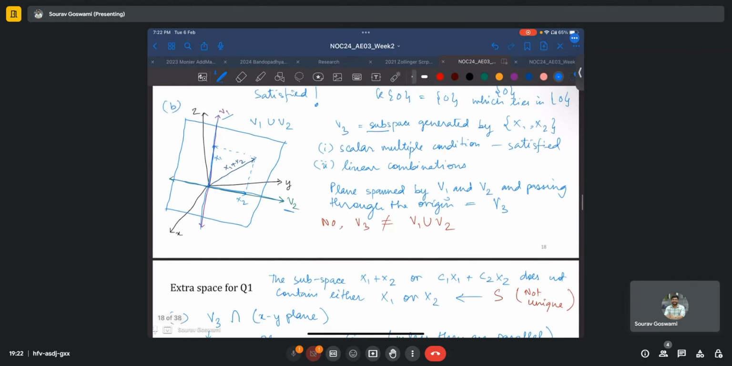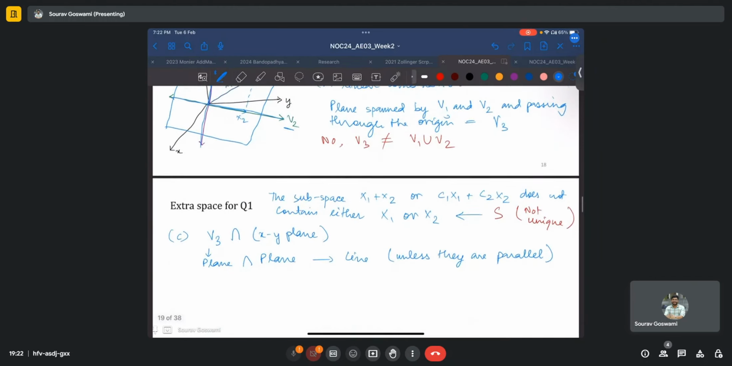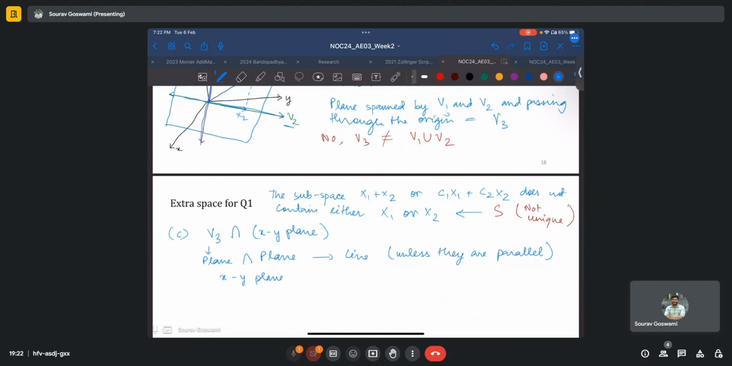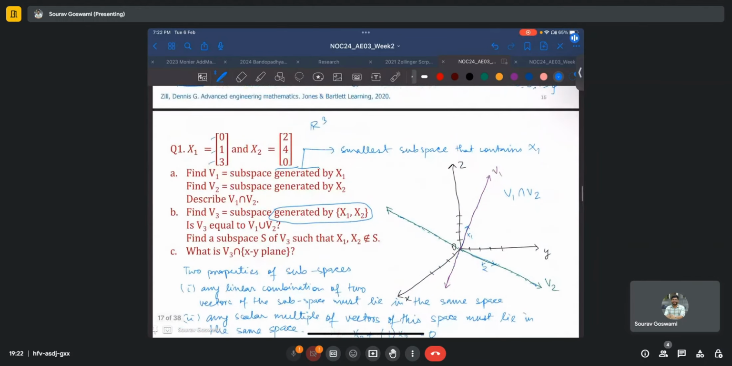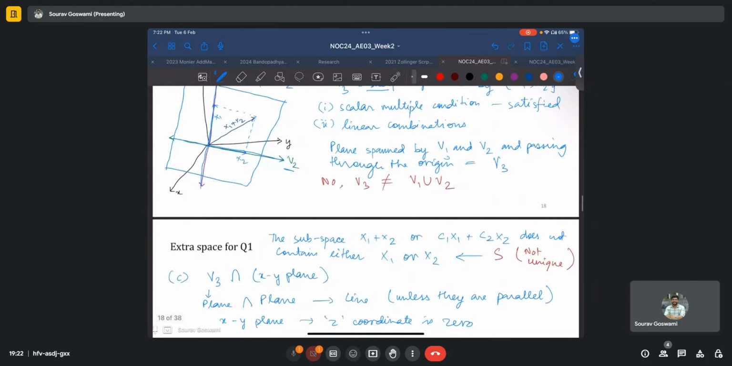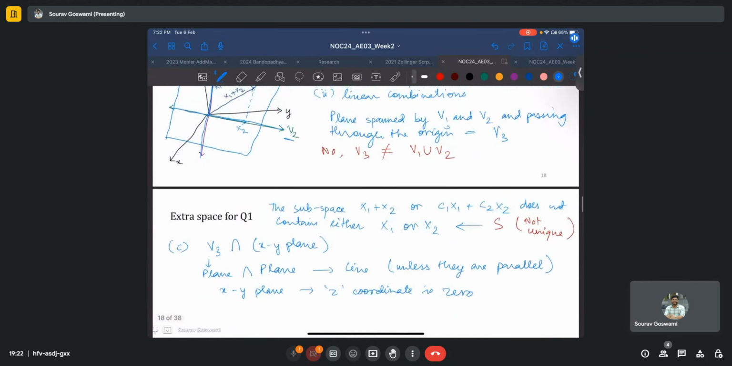What can this line be? So when I say the xy plane, the z coordinate is 0. And can we think of a vector here which has a 0 z coordinate? It's given in the question itself, x2. So x2 is actually a line in the xy plane, and we have generated a subspace V3 which contains x2, which thus x2 is contained both in the xy plane and in our subspace V3.